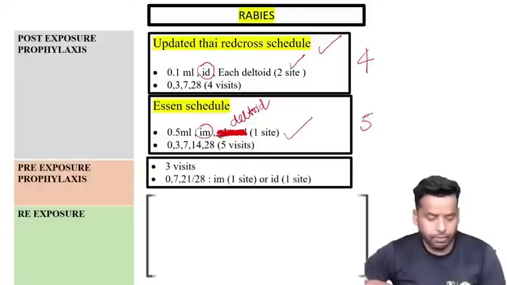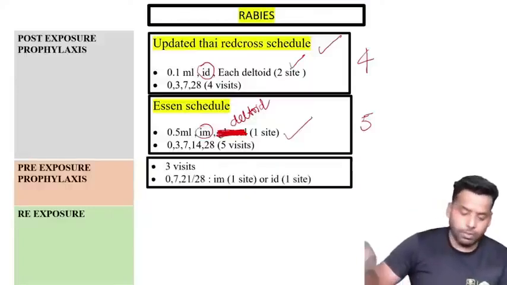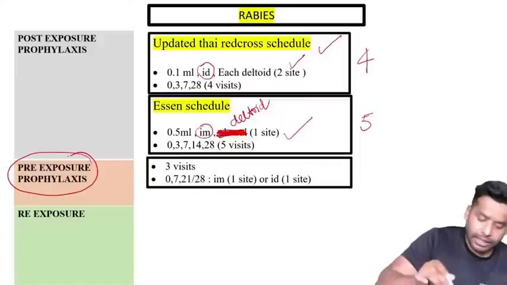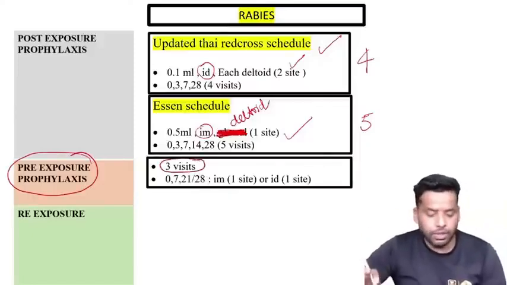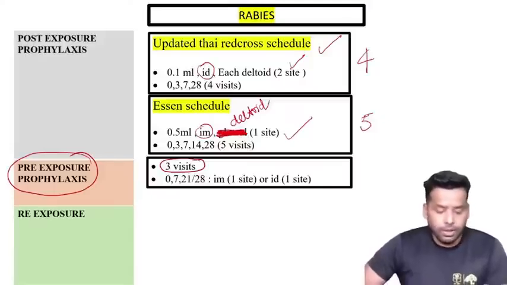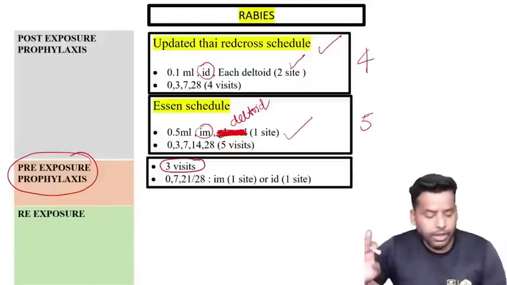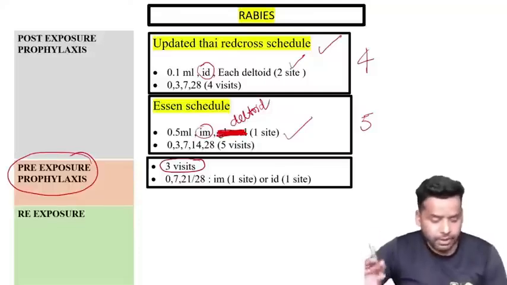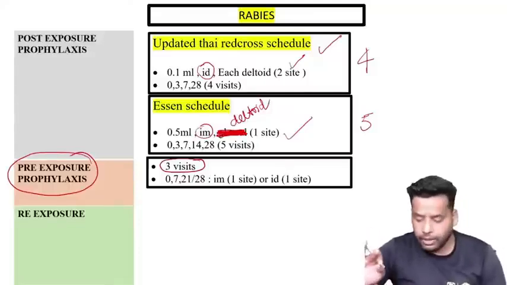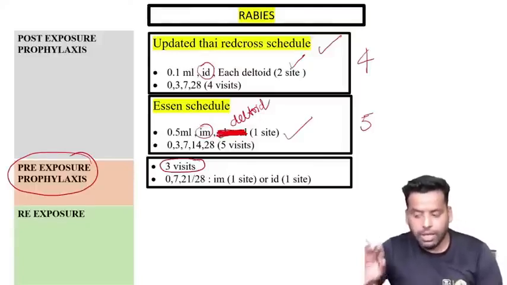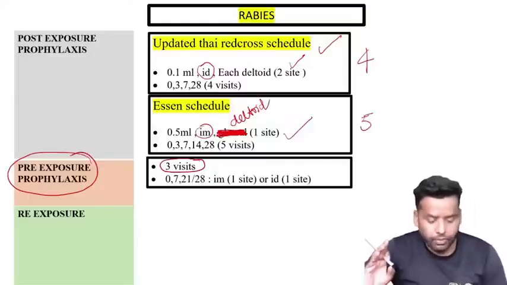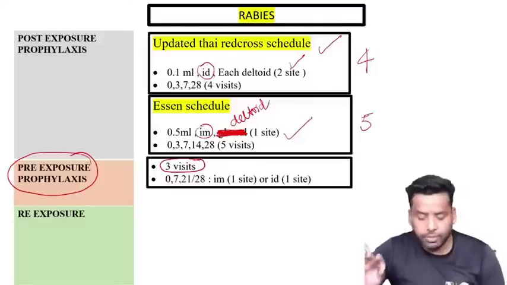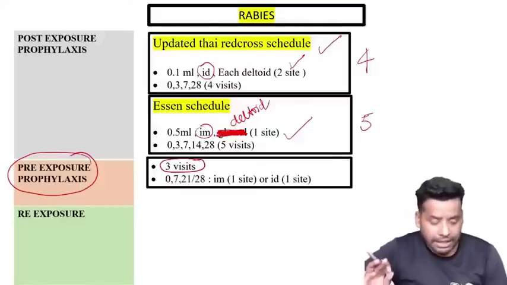Pre-exposure prophylaxis. Someone at risk of dog bite or animal exposure should take 3 visits. Either intramuscular or intradermal. 0, 7, 21 or 28. Now if they ask this question, forest officers, animal handlers, they have to take pre-exposure prophylaxis.